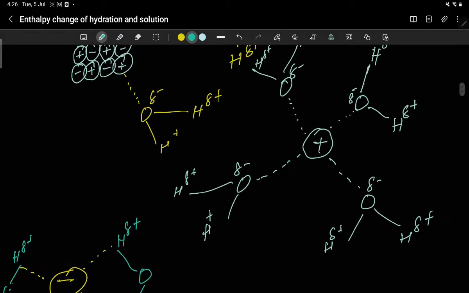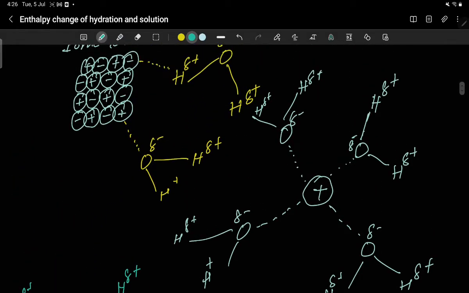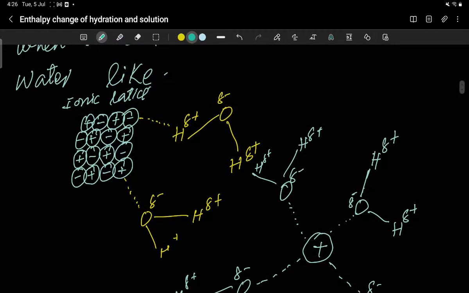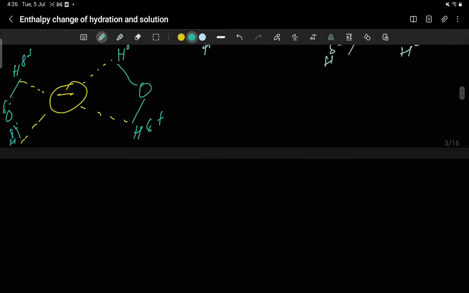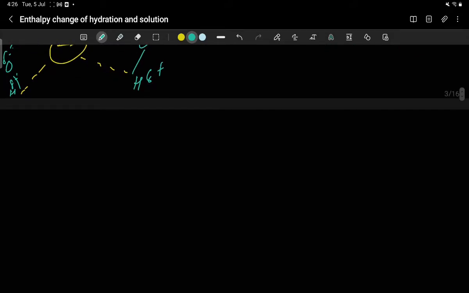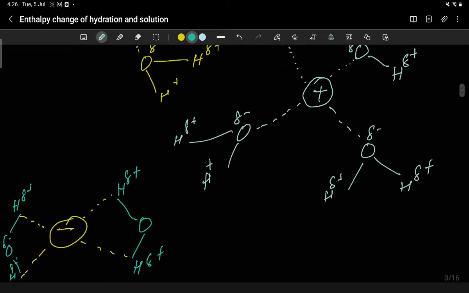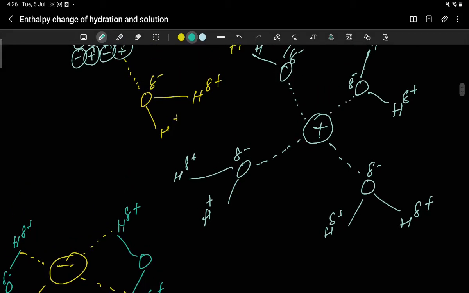So in this way, ion-dipole forces of attraction are going to develop between the water molecules and the ionic lattice. This is the force of attraction when the lattice of ions is dissolved in excess water, or surrounded by water molecules like this: the positive ion is directed towards the negative end of the water molecules, and the negative ion of the lattice solid is directed towards the positive end of the water molecules.